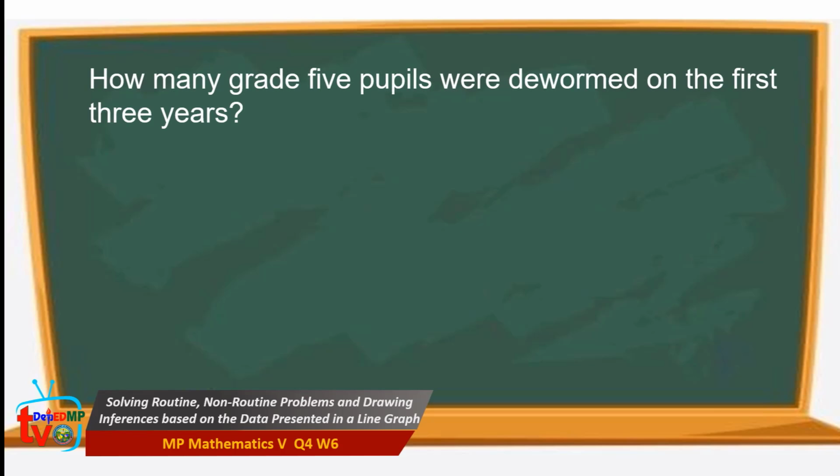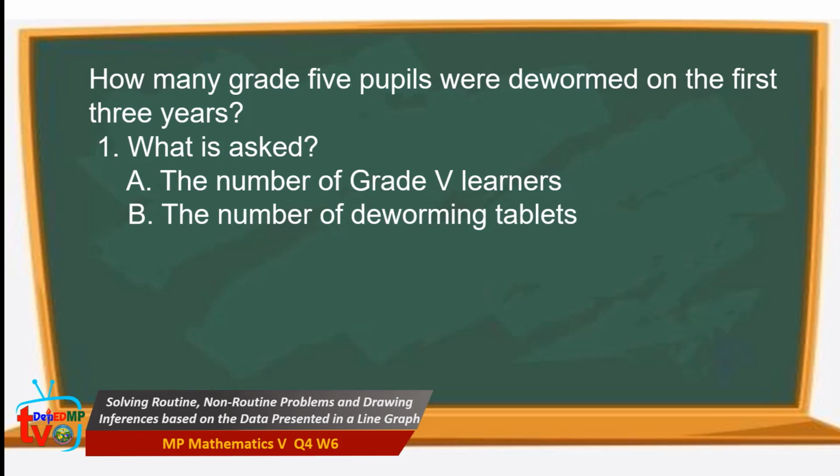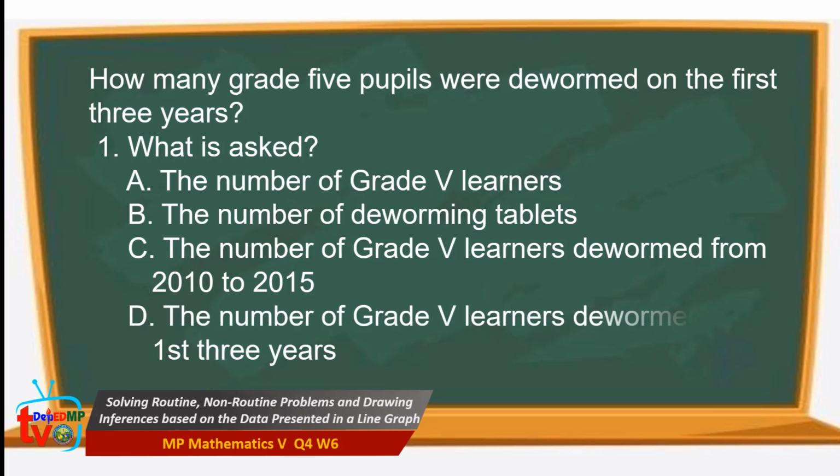How many grade 5 pupils were dewormed in the first 3 years? Number 1, what is asked? A. The number of grade 5 learners. B. The number of deworming tablets. C. The number of grade 5 learners dewormed from 2010 to 2015. And D, the number of grade 5 learners dewormed in the first 3 years.